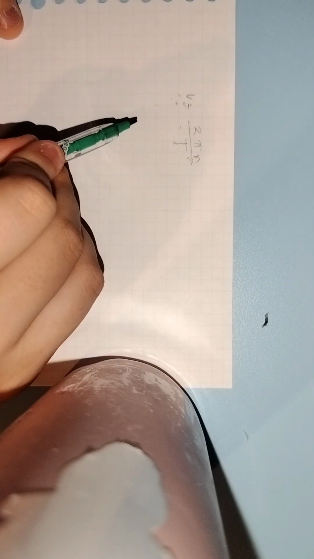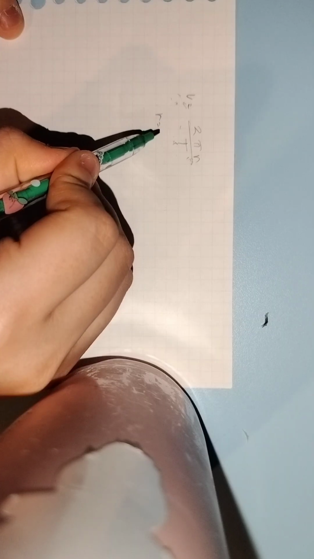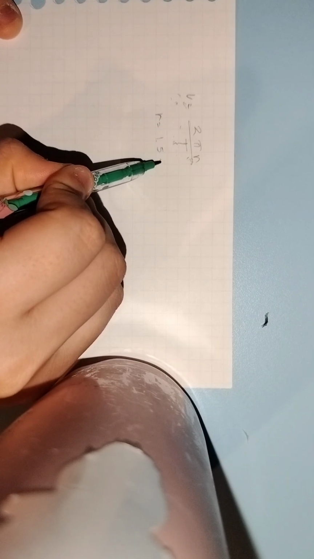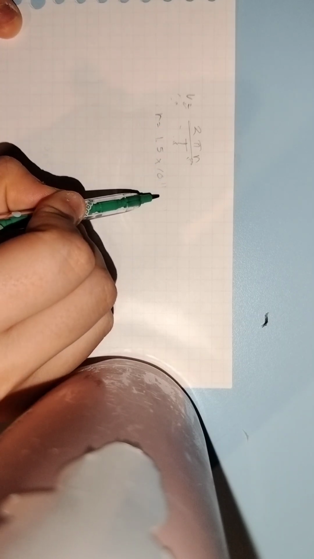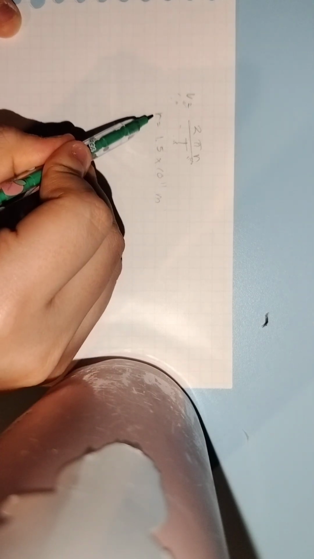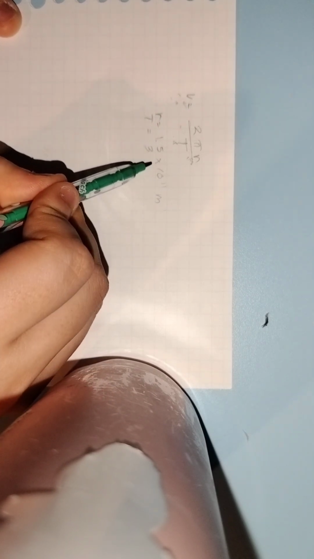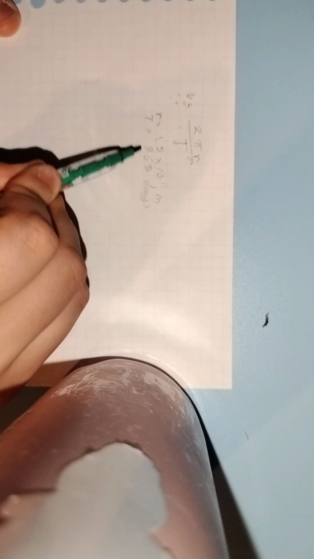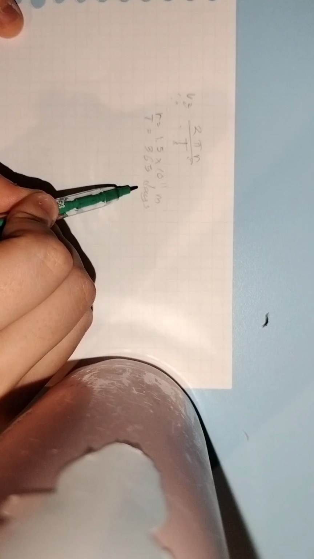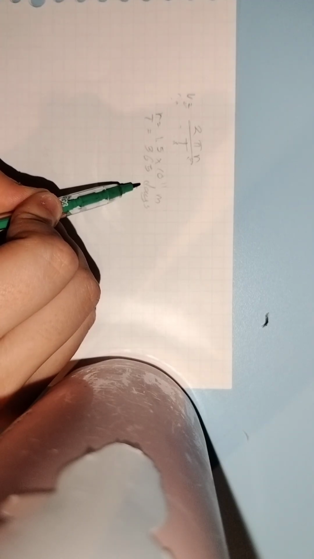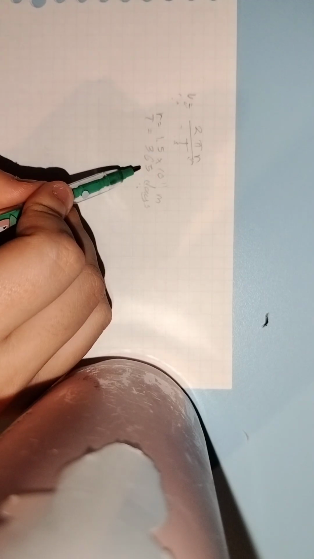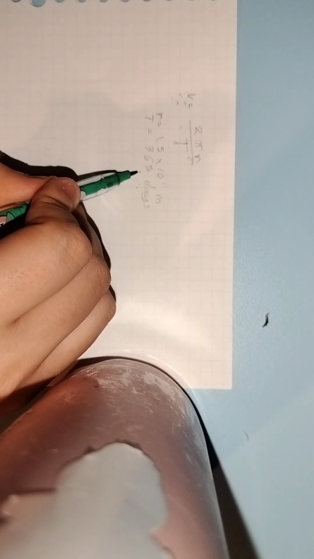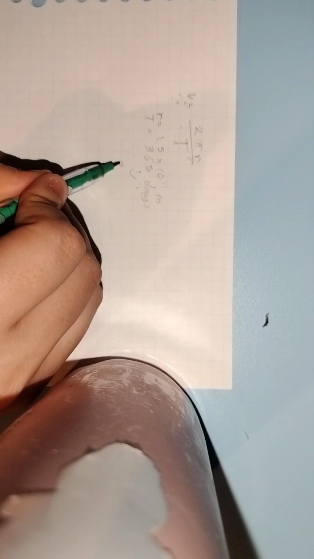Okay, so first of all, we need to identify our variables. So first of all, we have r, which is 1.5 times 10 to the power of 11 meters. Next, we have the time, which is 365 days. But we cannot use days since that's not an SI unit, so we have to convert this to seconds.